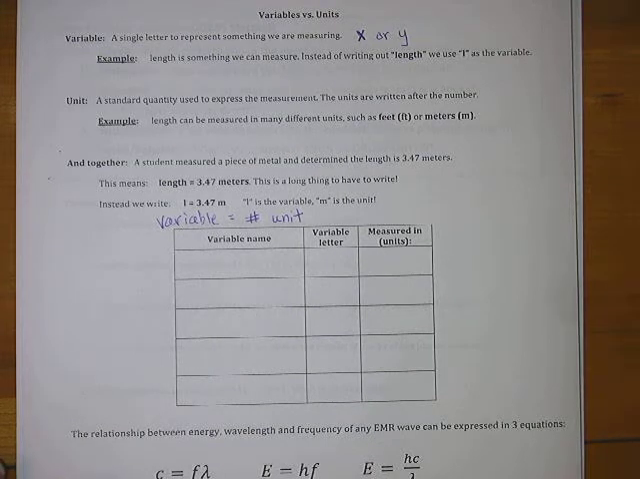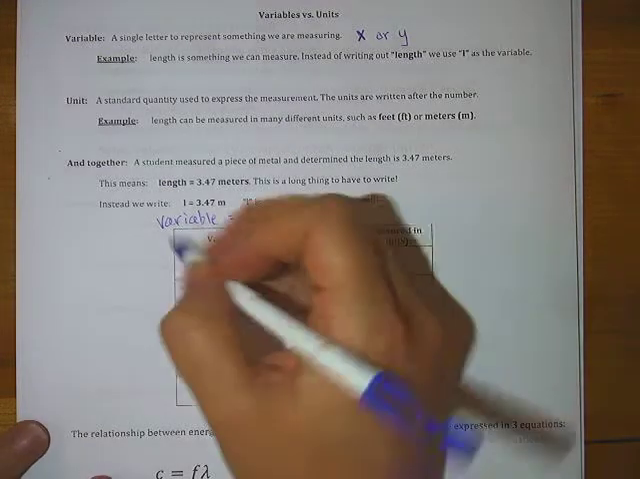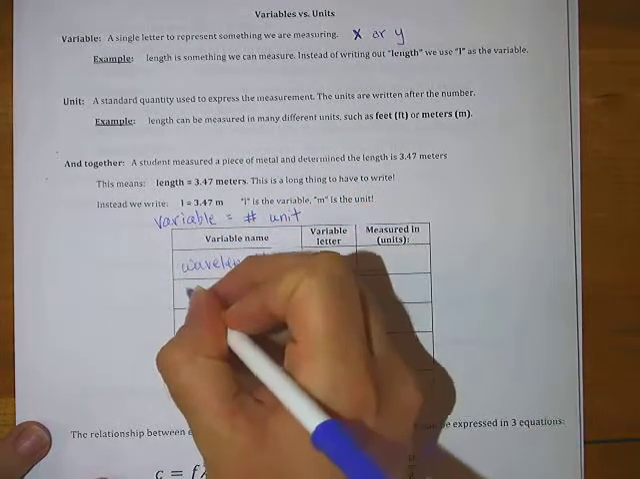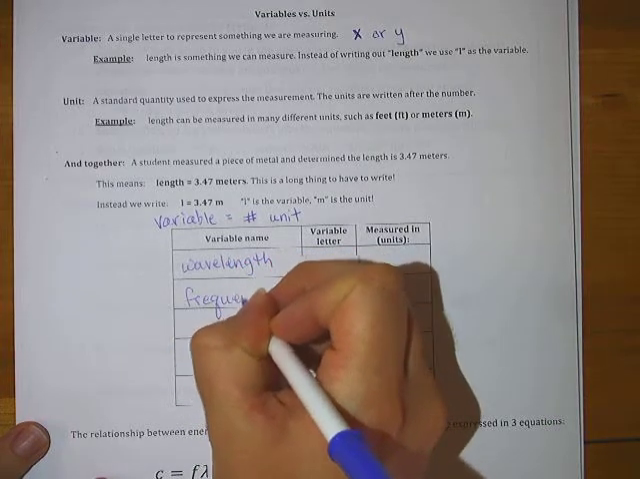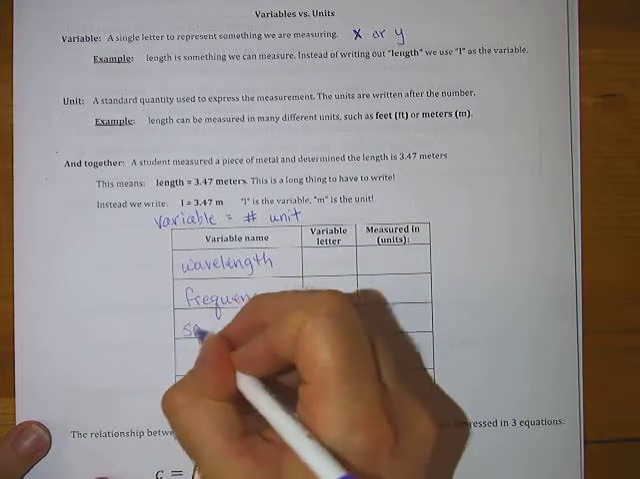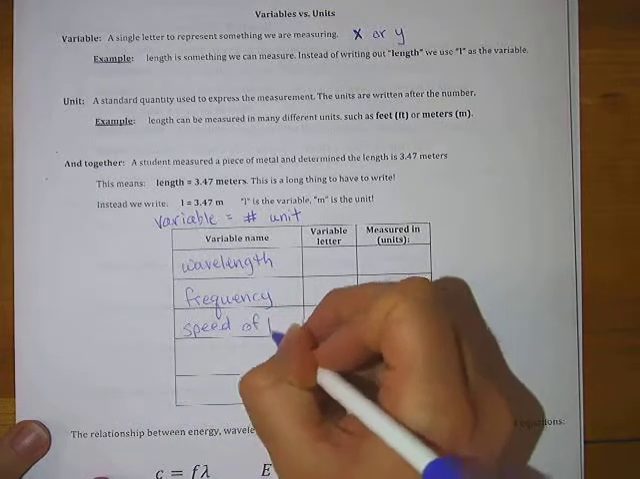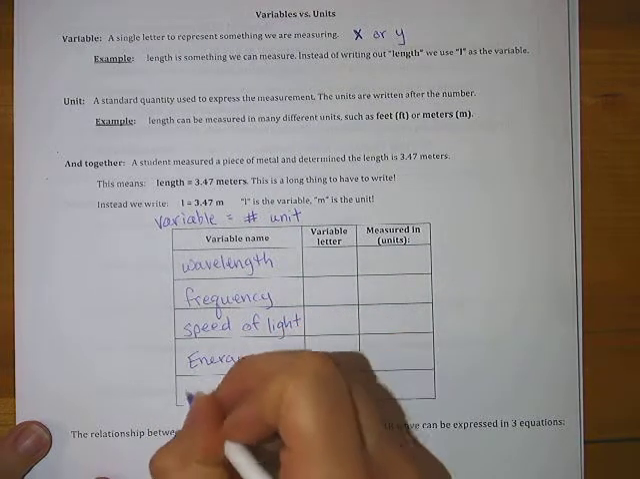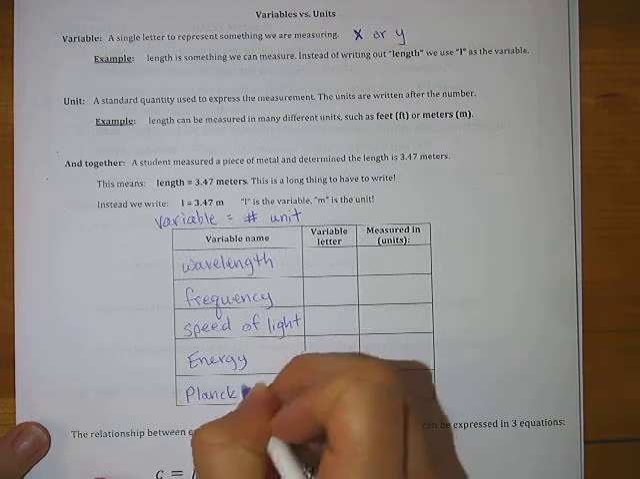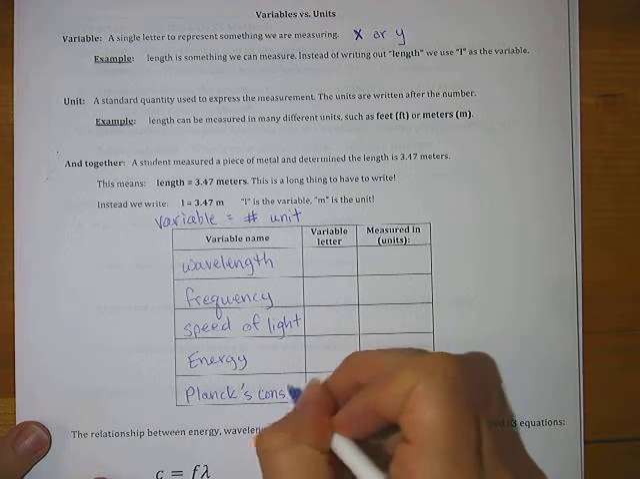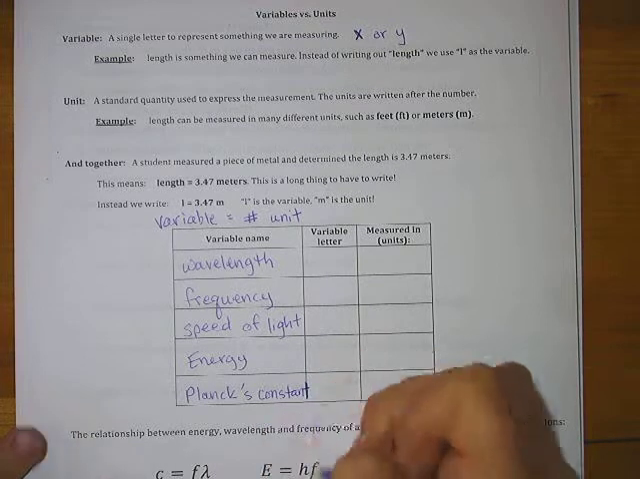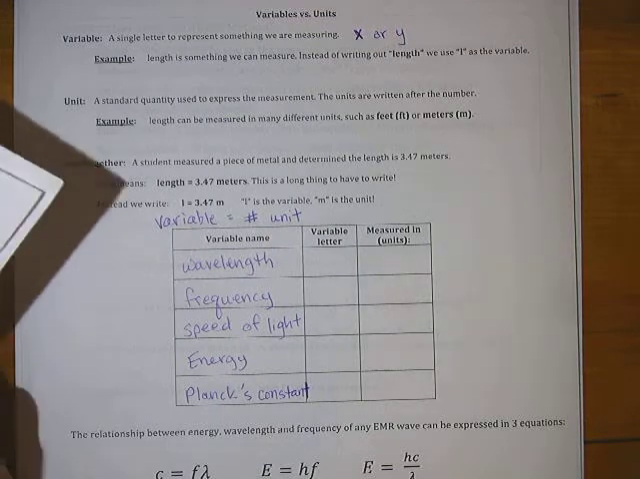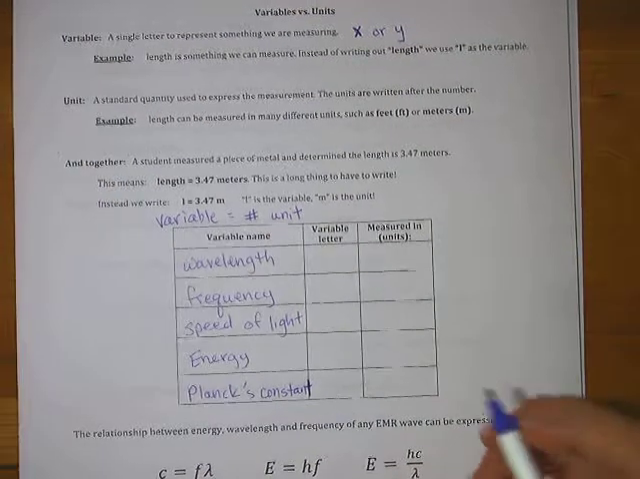So we have 5 variables we have to worry about. We've got wavelength, frequency, the speed of light, energy, and Planck's constant. We mentioned all of these on page 39. So now we're really just coming back to them.